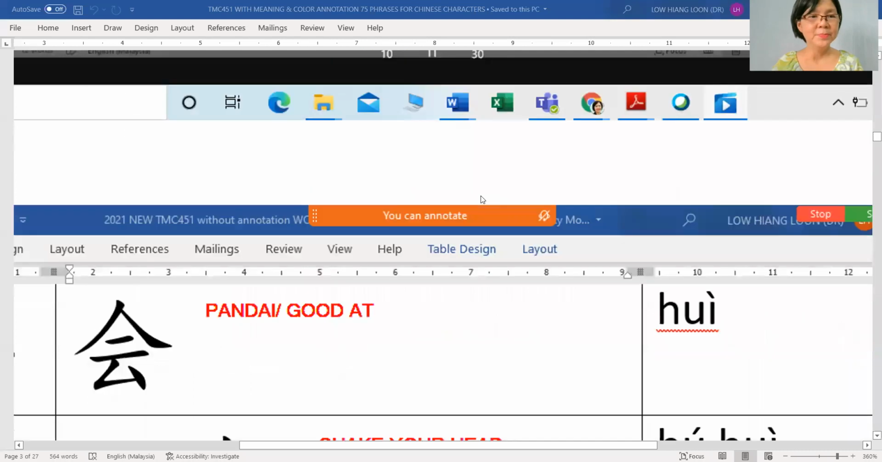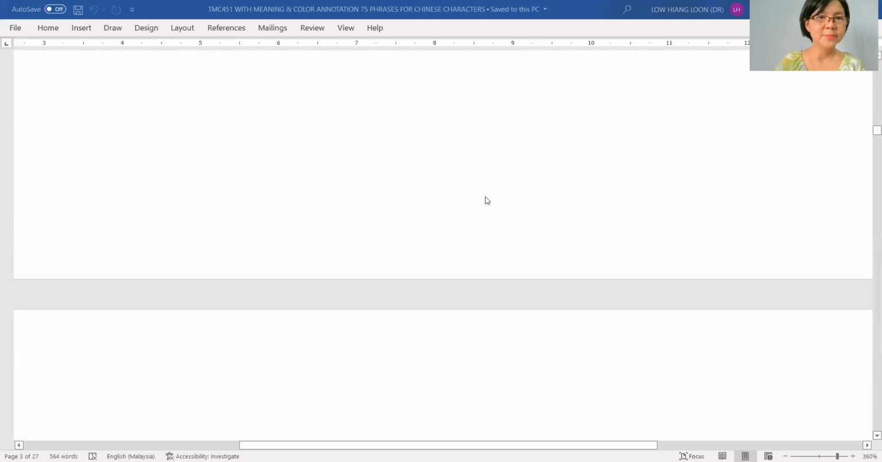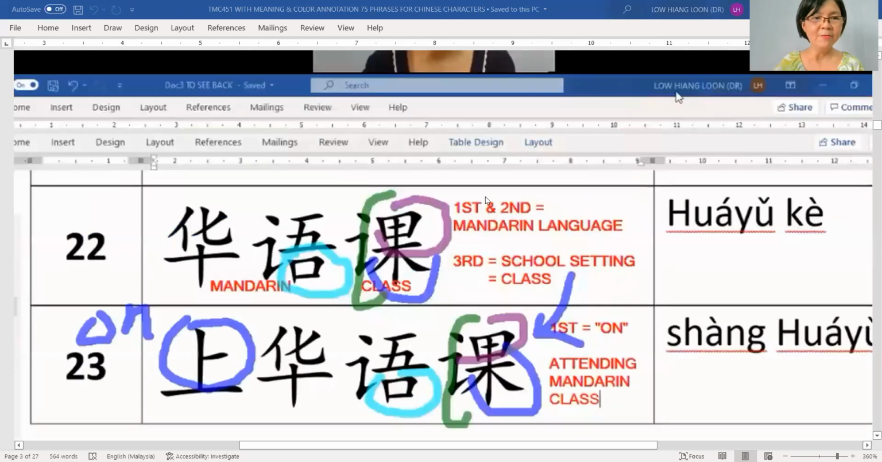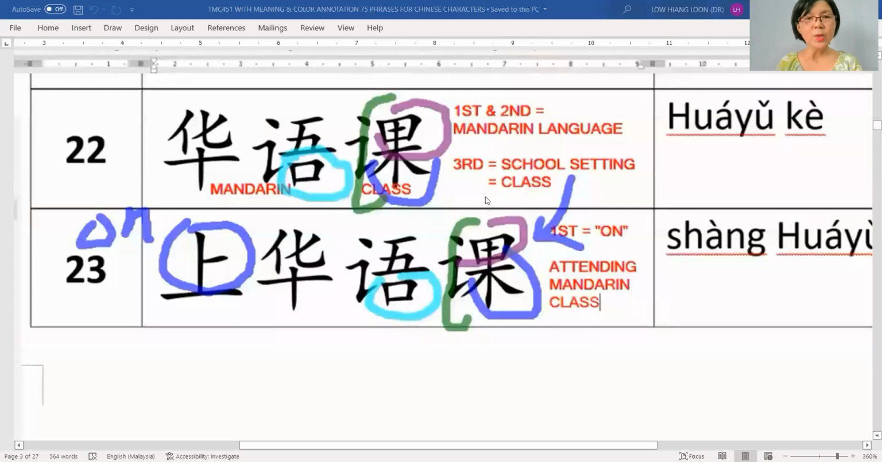Next number. Where is the next? Number 5. Just quickly tell, 2-3, what is that? The first character is like a switch, an on switch. And then the third character is the foundation of a language, which is Mandarin for the second character.